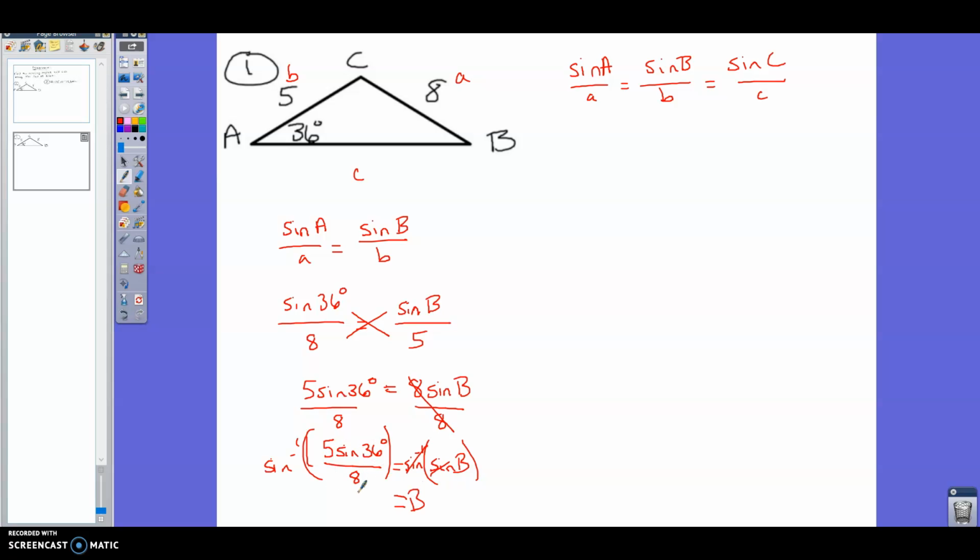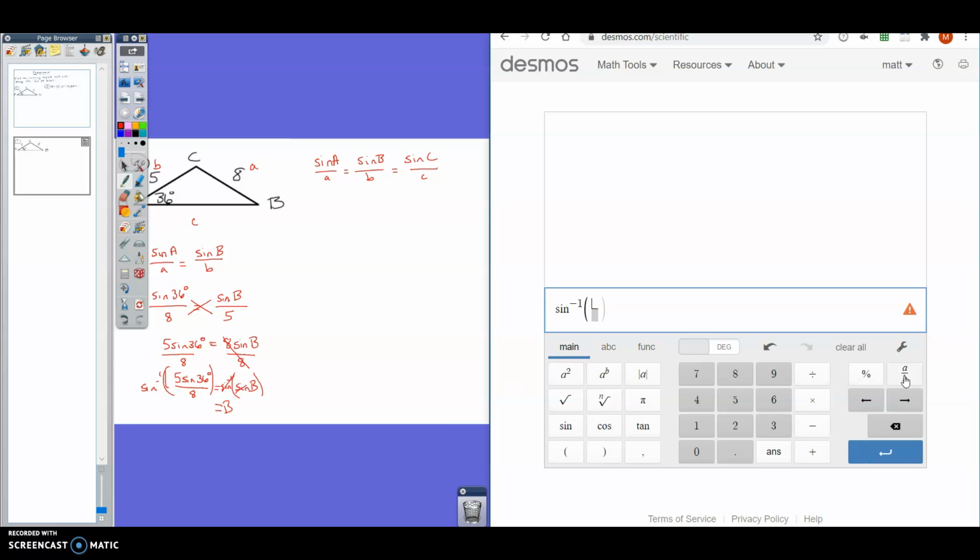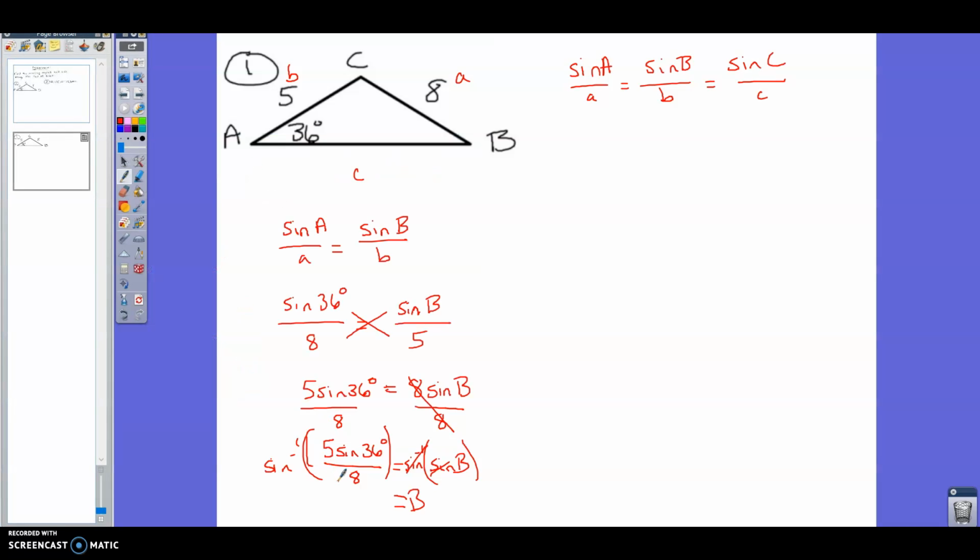And this part we can type into the calculator. So if we type this in the calculator, just like it's shown, inverse sine of 5 sine 36 over 8, we get 21.55 degrees. So we're going to round it to the nearest degree, so we're going to say that that's 22 degrees. So this angle here is 22 degrees.